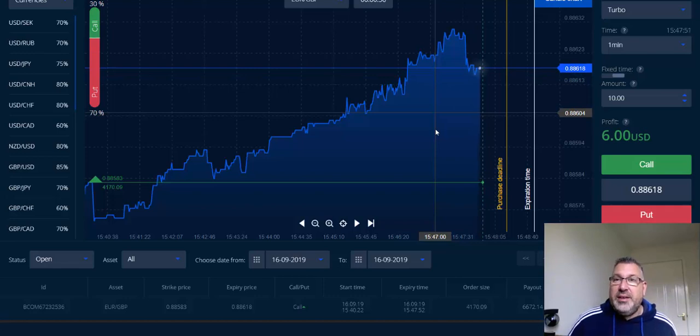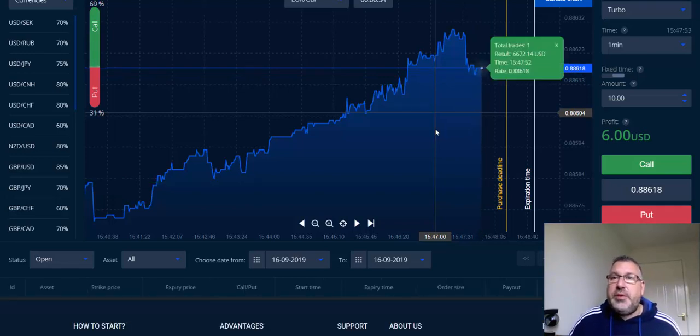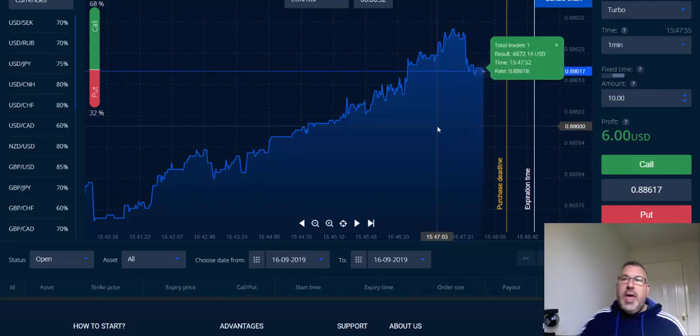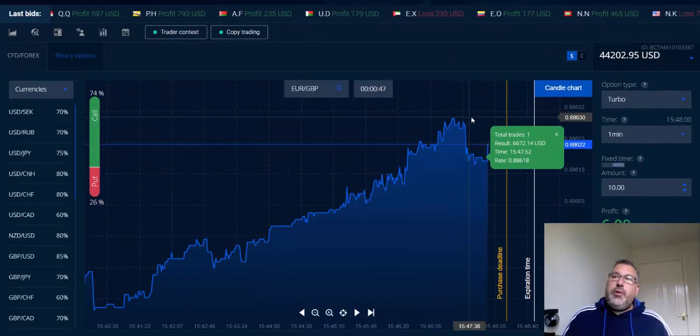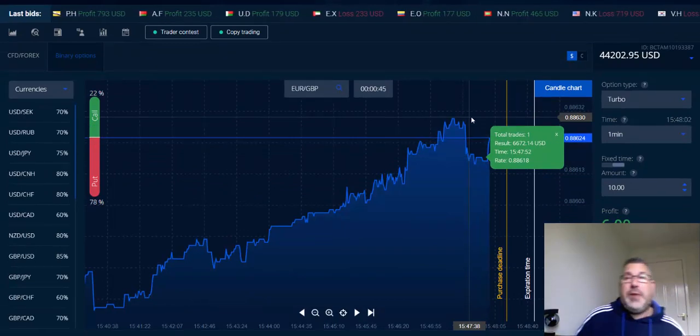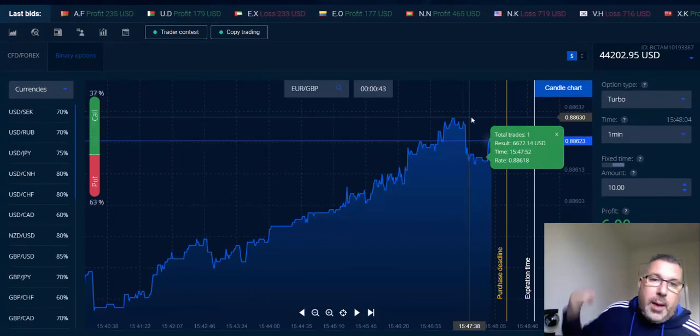Very nearly there. I must have waffled for a bit because that's a 7.5 minute trade. There we go, boom, in the money. So 44 grand, so just over 12 grand profit today. Absolutely amazing.